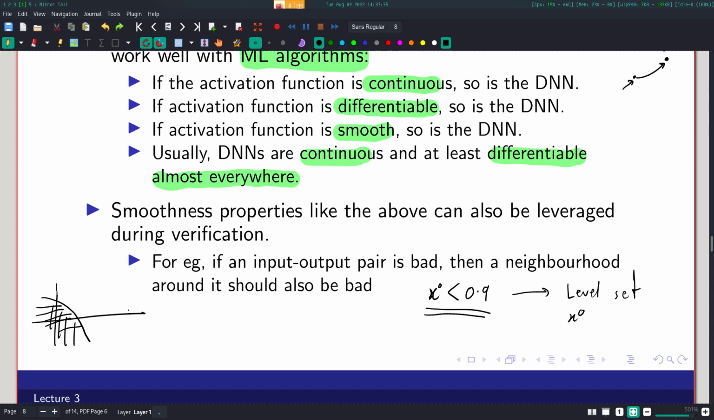Since we know that this is the case, if we have some counterexample to our property, so if an input-output pair is bad, right? For example, say you have somehow found that for this particular input value, your precondition is satisfied but your output condition is not satisfied, right? Then, since your entire function is continuous, you know that there has to be some region. So let me just draw this a little bit bigger.